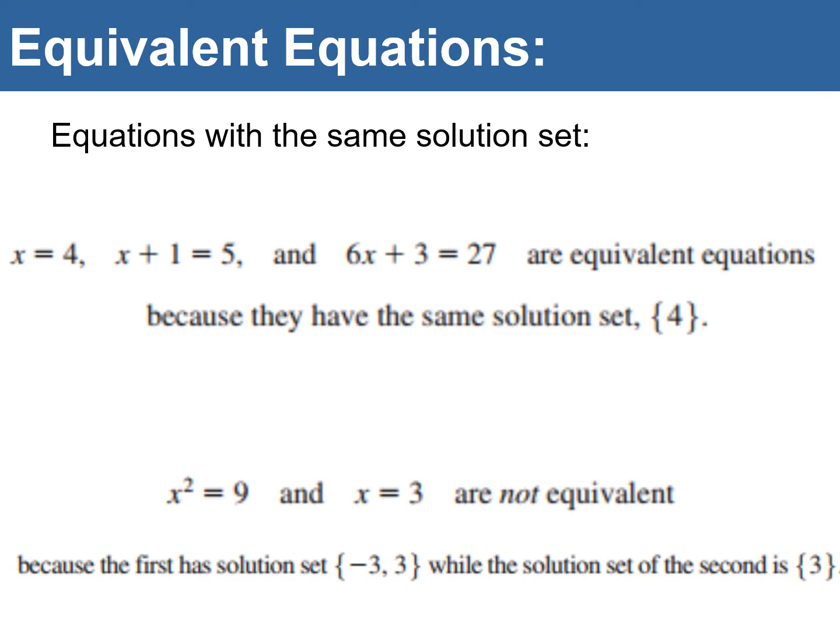Equivalent equations have the same solution set. So the equations x is equal to 4, x plus 1 is equal to 5, and 6x plus 3 is equal to 27 are equivalent because they have the same solution set. However, x squared is equal to 9 and x is equal to 3 are not equivalent because the squared one has a solution set of 3 and negative 3, while the second one, x is equal to 3, has a solution set of only 3. So the solution sets must be identical in order to have equivalent equations.